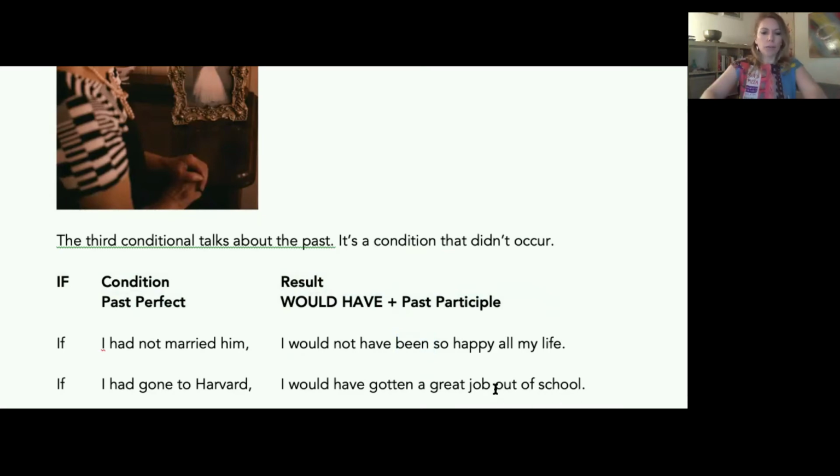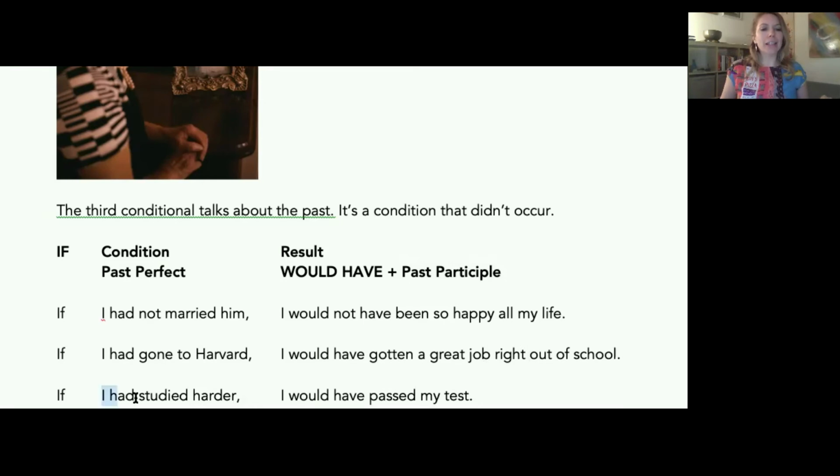And for this purpose, I'm going to write down "right out of school," which means immediately, right? Those Harvard students are just given a job immediately. Right? If I had studied harder, oh my gosh, I didn't study hard. So now I'm imagining the past in a different way. If I had studied harder, I would have passed my test.